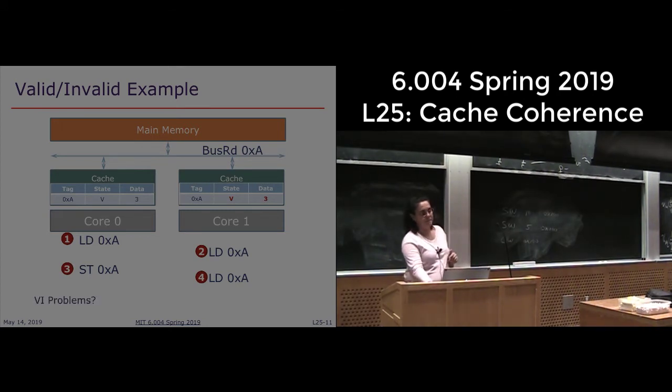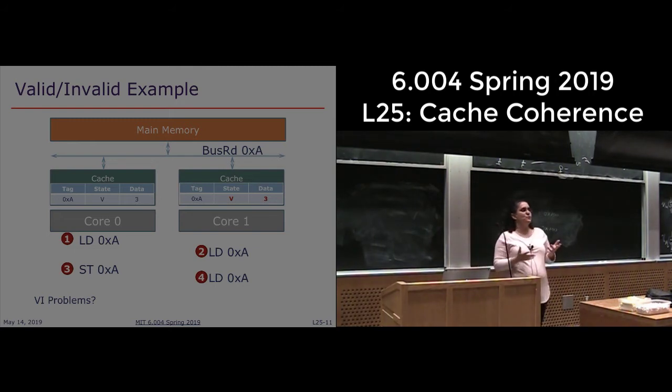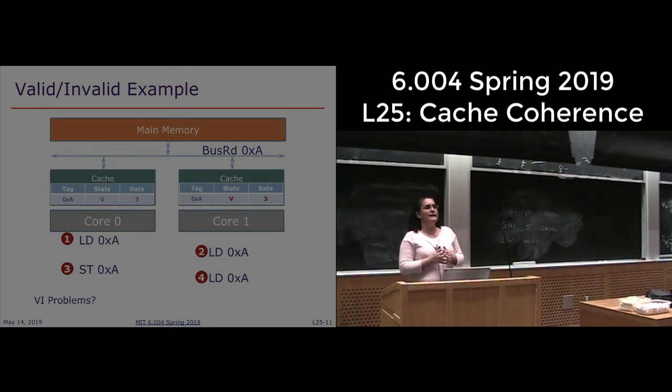But good question. Okay, so let's first think about what's wrong with this. What problems do I have with this simple VI FSM for my cache coherence protocol? Any ideas? What's happening every single time that I'm doing a write?